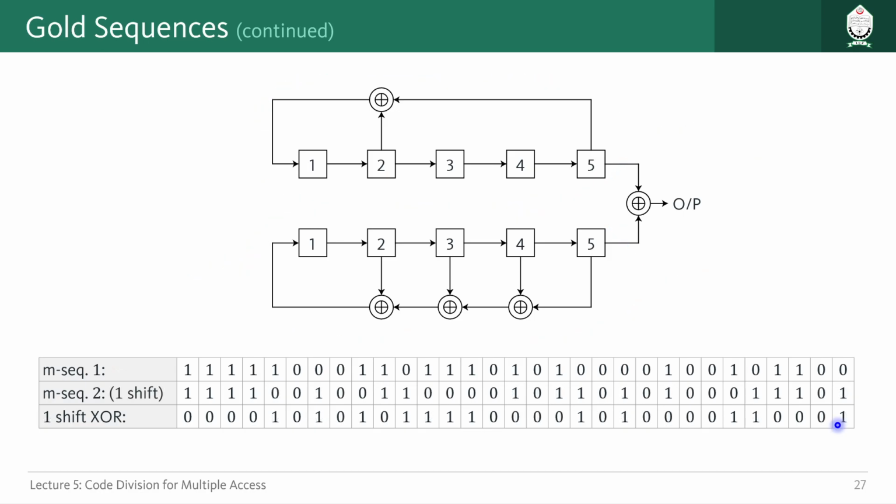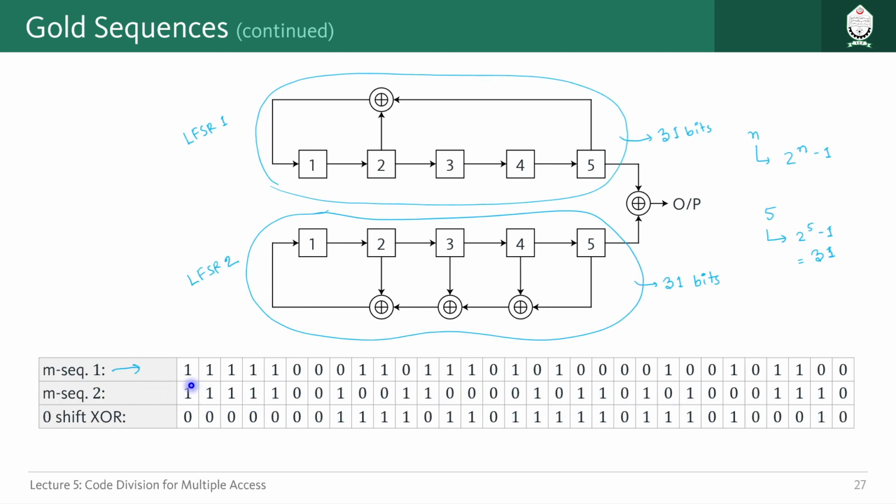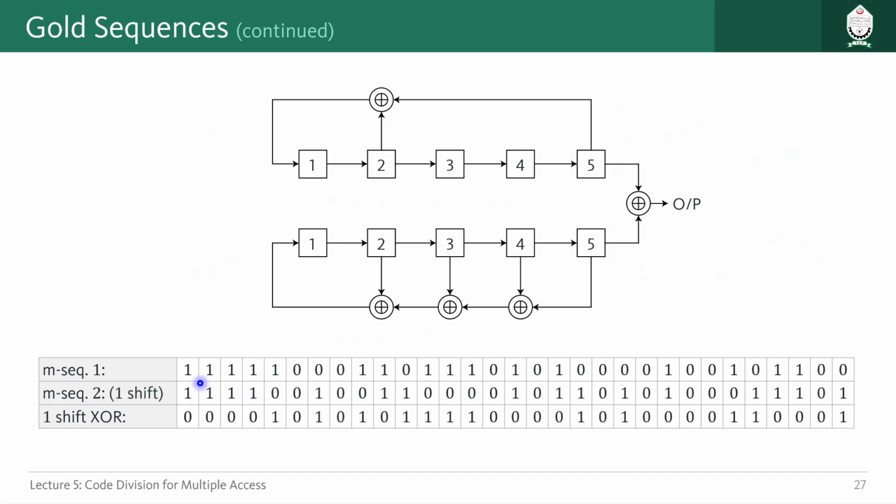Now let us proceed. How do we get more sequences from this one? To do that, we have to shift the second M sequence. If you look at the previous one, if I shift this sequence to the left by 1 bit, then we are going to get a sequence like this. This sequence is exactly the previous M sequence 2, but shifted to the left by 1 bit. A cyclic shift, you can say.